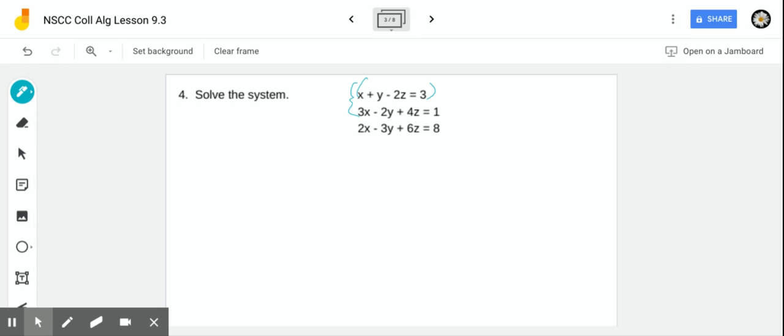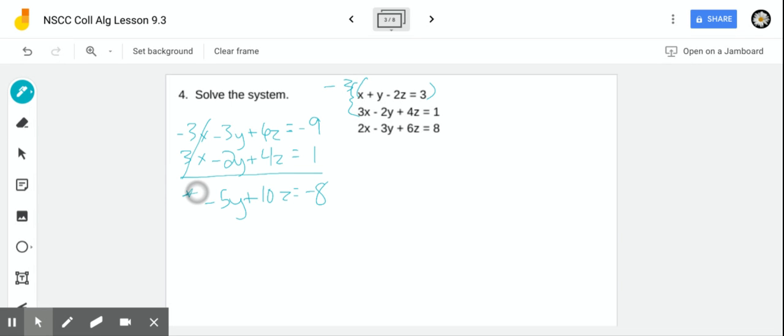So in order to do that, I'm going to have to multiply that top equation by -3. So over here, that's going to be -3x minus 3y plus 6z equals -9. My bottom equation, I'm going to just leave alone. And that's going to eliminate my x's. So I get -5y plus 10z equals -8. Put a star next to that because we're going to need to come back to it.